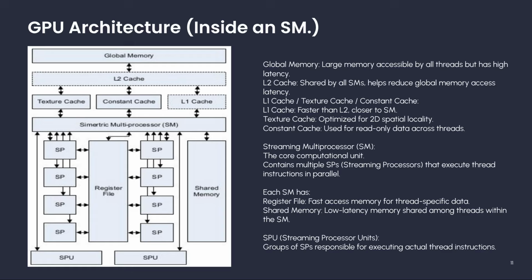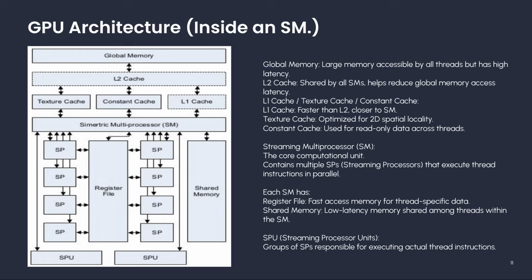So it also has access to global memory, large memory accessible by all threads, but has high latency, not ideal, but fair enough. त्याच्यानंतर caches, so ultra high speed memory shared by all SMs help reduce global memory access latency. त्याच्यानंतर L1 cache, faster than L2 cache, closer to SM, texture cache, constant cache, different types of cache. Then the streaming multiprocessor itself, the main computational unit आहे तो जो स्ट्रीमिंग प्रोसेसर्सला parallel execute करतो. Each SM has register file, fast access memory.